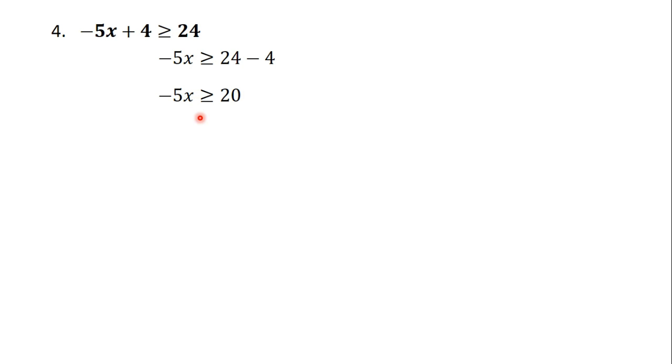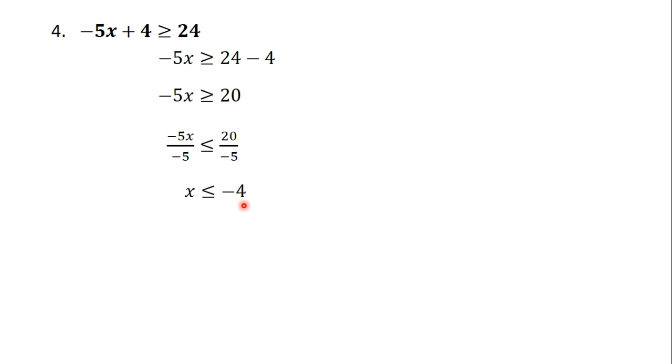When you get to this stage, you divide through by the number attached to the variable. The variable is x. The number attached to it is minus 5. So you divide through by minus 5. But remember that as soon as you divide through by a negative number, the direction of the inequality changes. So if it's greater than or equal to, it becomes less than or equal to. I hope that is clear. Minus 5 will cancel minus 5, so we have x. We have less than or equal to, then 20 divided by minus 5 gives us minus 4.